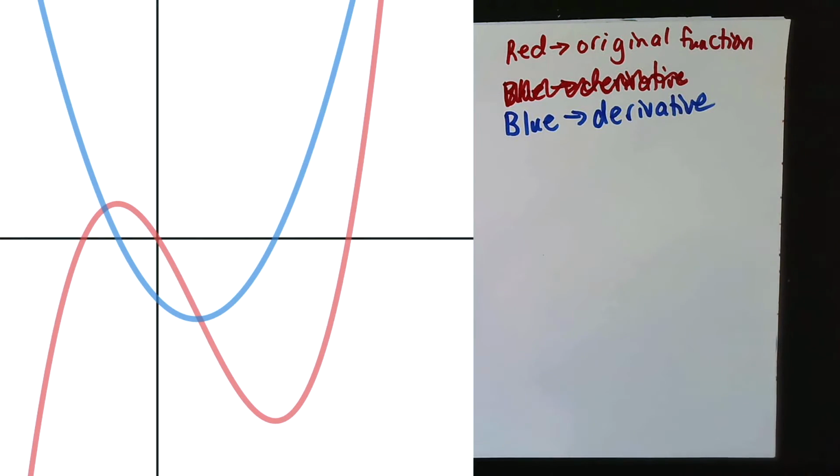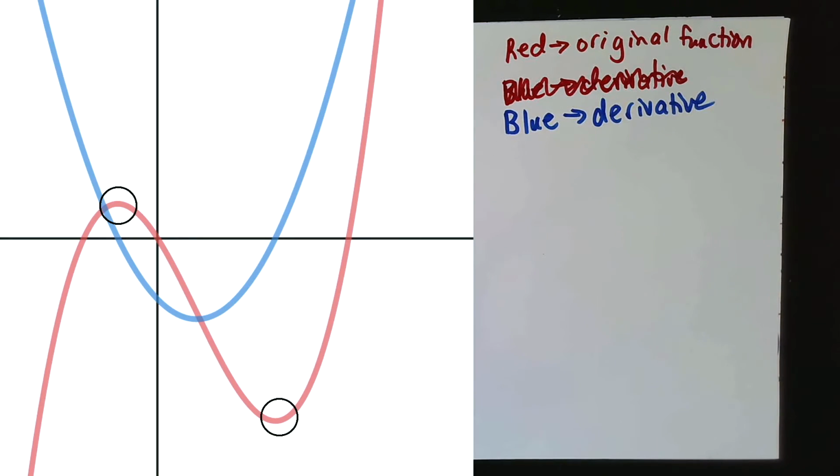When trying to make sense of these things, I recommend always first identify the points on the original graph where the derivative is zero. These are the points on the red graph where the tangent line is horizontal. So these are the spots on the red graph where the derivative is zero. Those horizontal tangent lines on the red graph correspond to these x-intercepts on the blue graph.